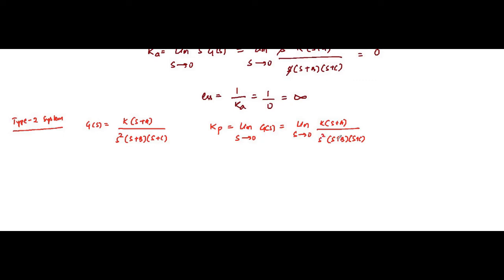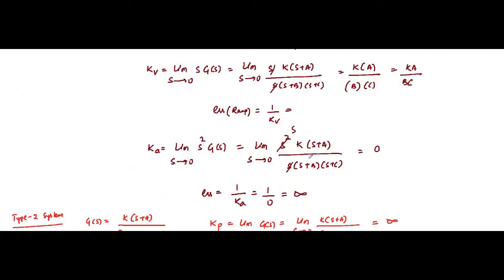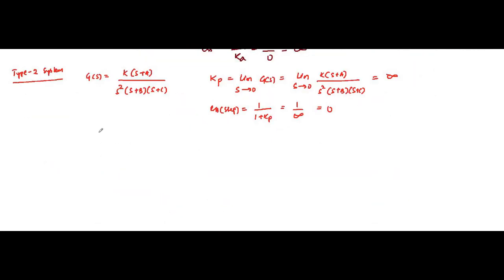So here when we substitute s with 0, the total denominator value will become 0, because whatever values there are, when multiplied with 0, the net result will be 0. And when 0 is in the denominator, the result will always be equal to infinity. So considering a unit step input being applied, the steady state error for step input is equal to 1 by 1 plus Kp, which is equal to 1 by 1 plus infinity, which is equal to 1 by infinity, which is equal to 0.